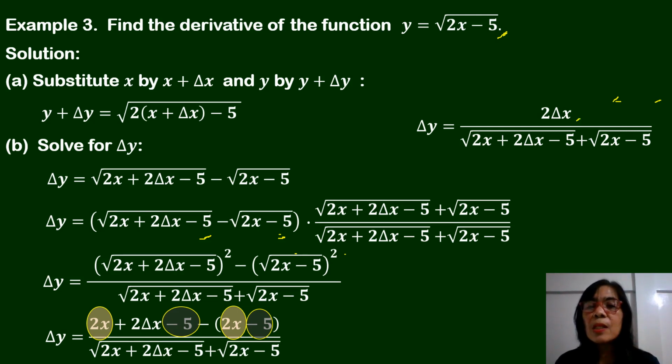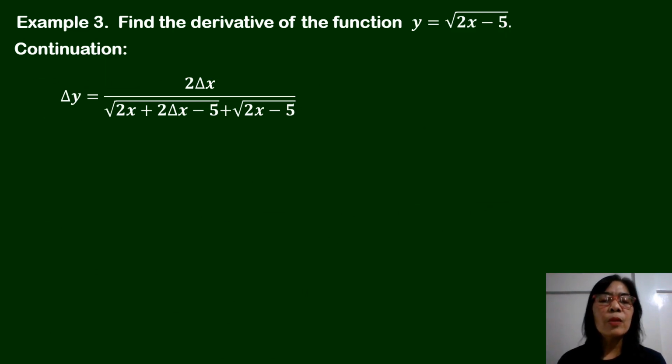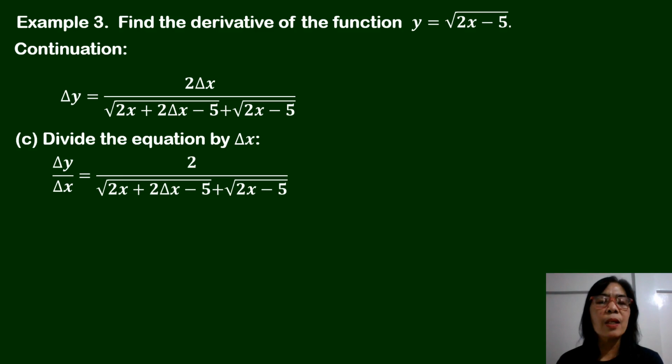Having now this delta x as a factor at the right side, we are ready to proceed to the next step. We now continue our solution by dividing the equation by delta x. That gives us now delta y over delta x is equal to, when we divide the right side by delta x, it cancels out with this. So we have 2 all over the square root of 2x plus 2 delta x minus 5 plus the square root of 2x minus 5.